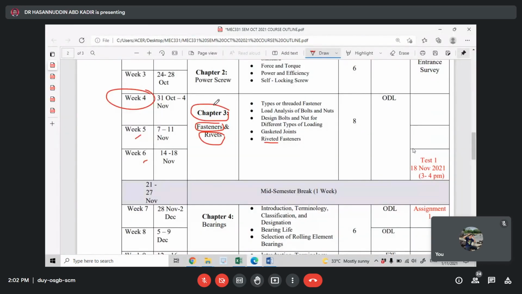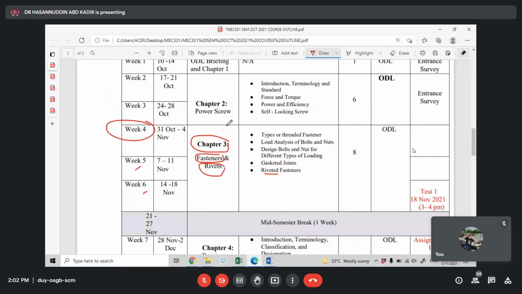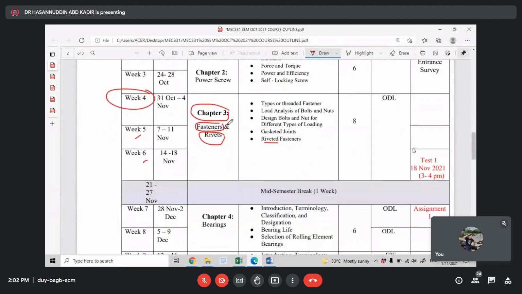Okay, so basically for chapter 3 they have covered until the 3 weeks. This chapter is a little bit difficult because it involves two components. So we have a fastener and also the rivet. So rivet, usually if you have seen it before, the rivet is like you drill first, then you insert the rivet, and then you pull it.